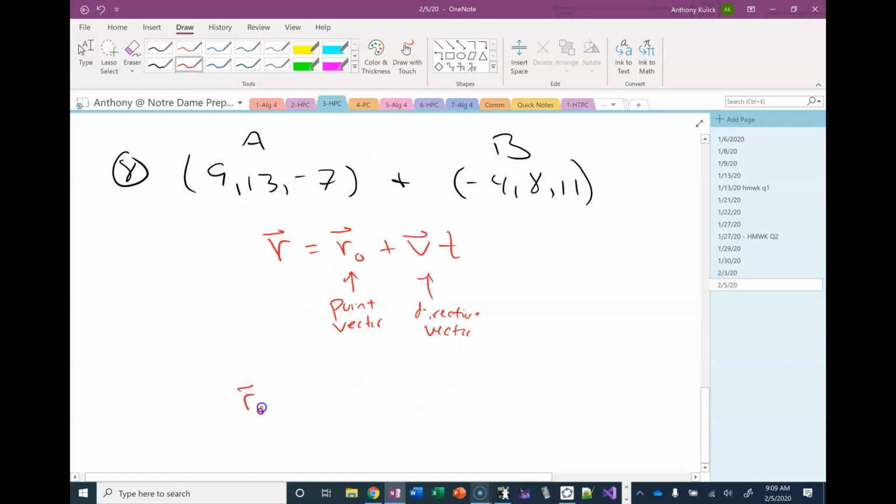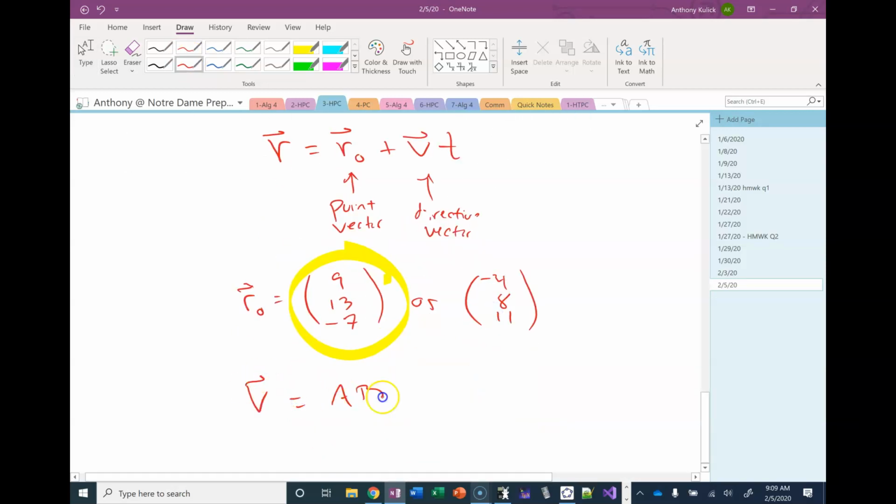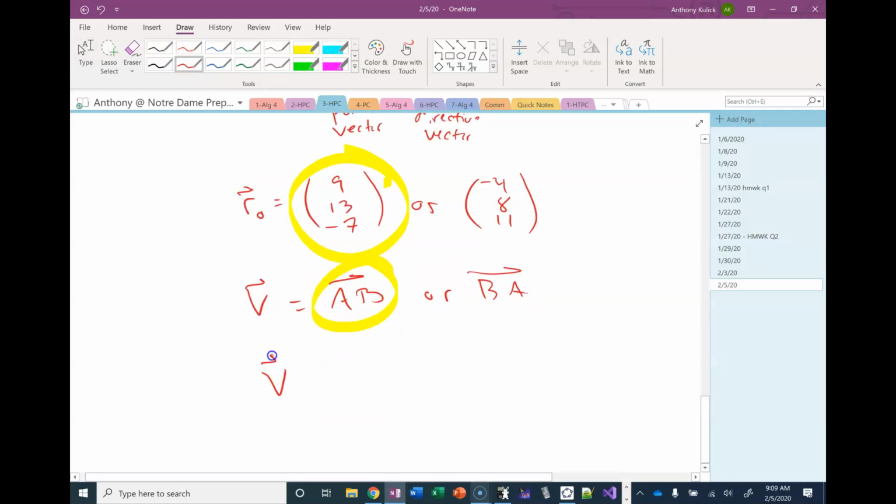So for r0, there's 2 obvious choices. It doesn't matter which one you choose, they're both correct. So I pick one of the 2 points, either point A or point B. For the sake of argument, let's use point A. For the direction vector, there's 2 obvious choices. You could do the vector AB or the vector BA. It doesn't really matter which one you do. For the sake of argument, let's do AB. So to calculate the vector AB, that's going to be the point for B minus the point from A.